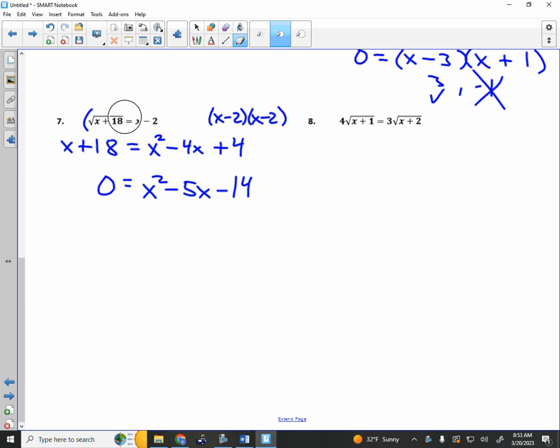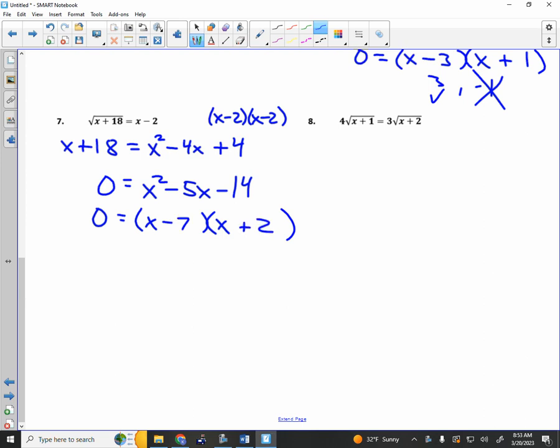Does that factor? What does it factor to? Minus 7 and plus 2. So my solutions are 7 and negative 2. I want you to talk with the people next to you and decide, do both of them work when you plug it back in? Does just one of them work when you plug it back in? Or do none of them work when you plug it back in? See if you can figure it out. Look at it for about 30 seconds. Does one of them work, none of them work, or both of them work? Try it.